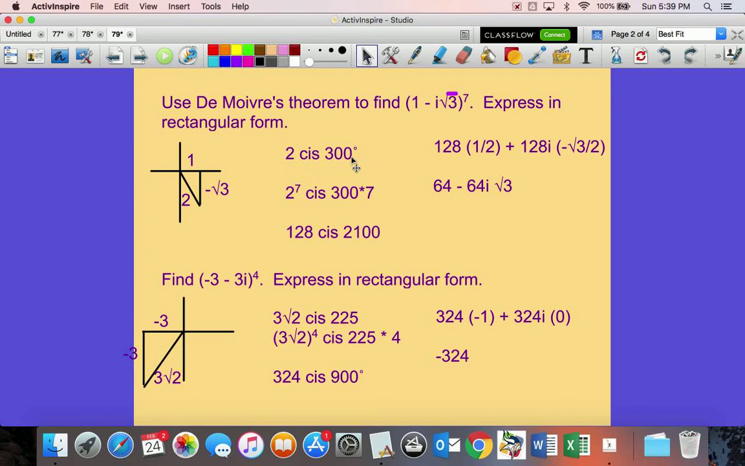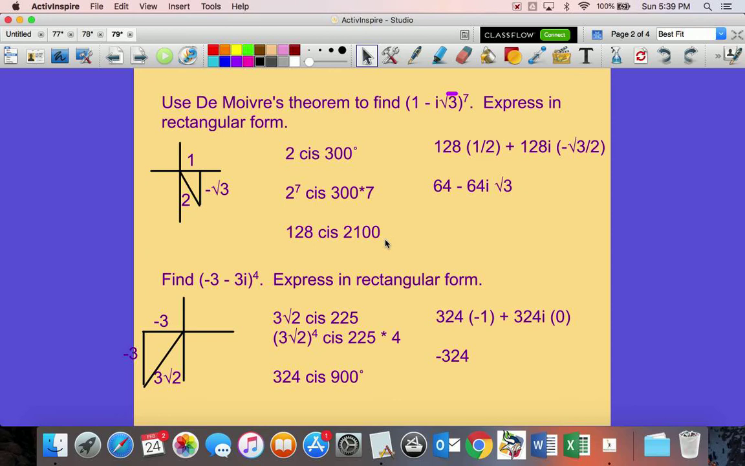All right, then we have to take it to the 7th power. So we have to take 2 to the 7th, which is 128. And then to find the angle, we take our angle, this 300, times 7 to get our 2100. From there, we at least know what our hypotenuse of the new triangle is going to be. This 128, we can leave out in front. We're not going to deal with that for a while, but we do have to figure out what the CIS of 2100 is.